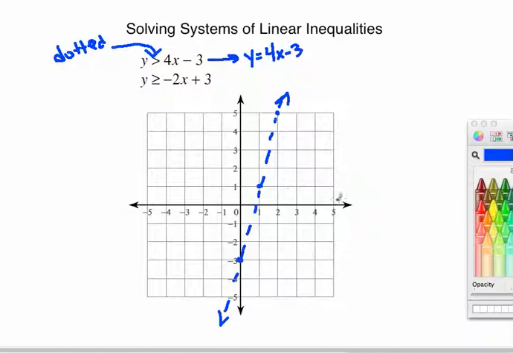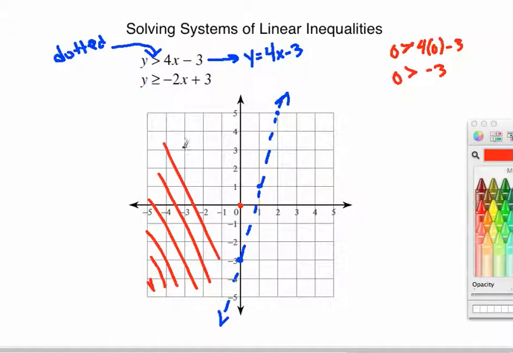All right, and then we want to test to see where we're going to shade. And the easiest spot to test is 0, 0. So we're going to say, okay, 0 is greater than 4 times 0 minus 3. 0 is greater than -3. So that is true, which means we're going to shade on this side. And I'm going to shade lightly because we're going to have to come back with our other equation.